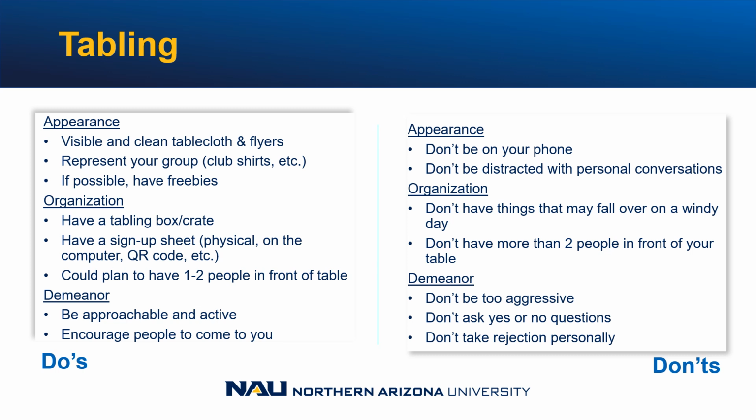Some other things to consider is having activities at your table. This could include friendship bracelets, having some questions that people can come up and answer or tally, sharing fun facts either by your organization or NAU. How do you make your table the one that people want to stop at? That should be what you're asking when you're setting up for a tabling event.